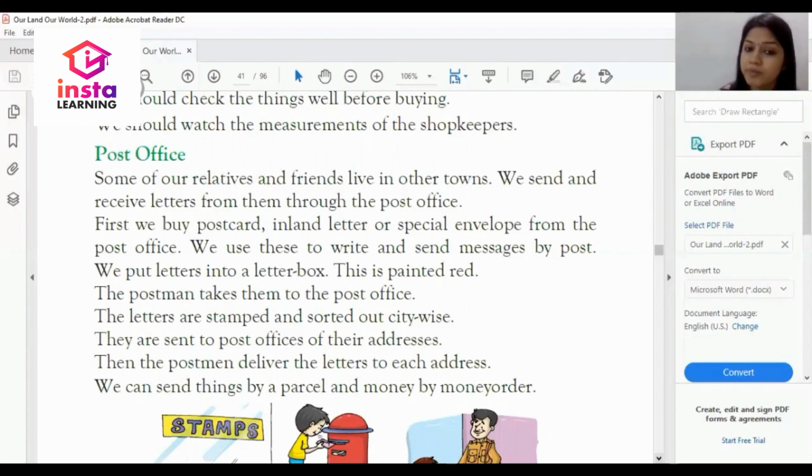First we buy post card, inland letter and special envelope from the post office. सबसे पहले हम क्या करते हैं, पोस्ट कार्ड, इनलैंड लेटर या फिर कोई स्पेशल एनवेलप पोस्ट ऑफिस से लेते हैं. We use these to write and send message by post office.